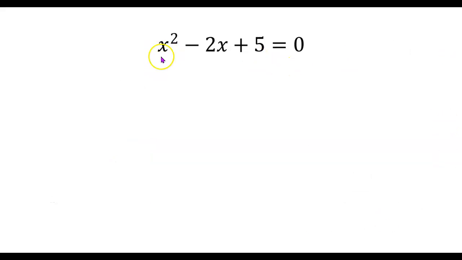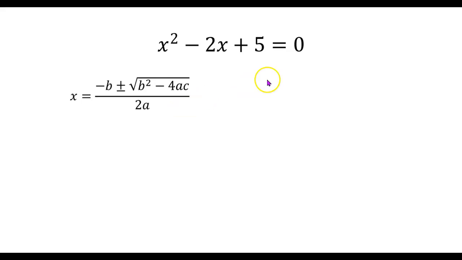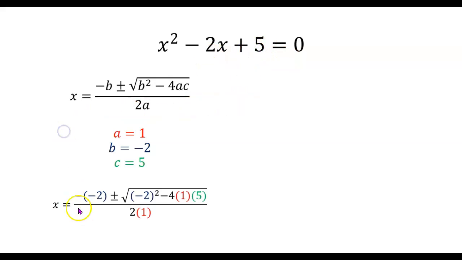Okay, let's try another one. X squared minus 2x plus 5 equals 0. So this is set up the way we want it. Everything on one side equal to 0 on the other side. We're ready to plug numbers into the formula. What number are we putting in for A? 1. What number are we putting in for B? Negative 2. What number are we putting in for C? 5. So when we actually put those numbers in, here's what it looks like.